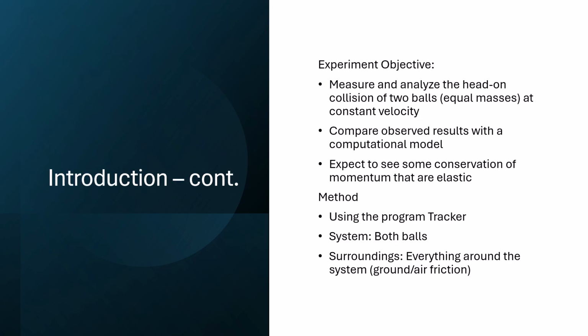The objective of this experiment is to measure and analyze the head-on collision of the two balls at a constant velocity, to compare observed results with a computational model, and we expect to see some conservation of momentum that are elastic. How we'll be doing this is using the Tracker app, and then we'll basically put our system as the two balls, and then the surroundings will include everything, which includes ground and air resistance.